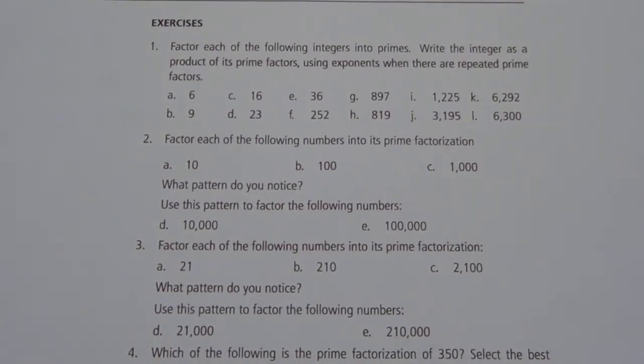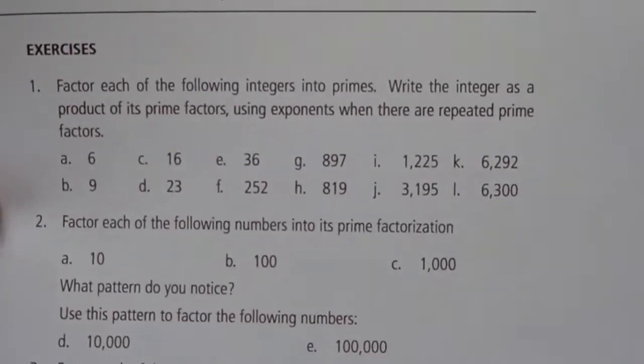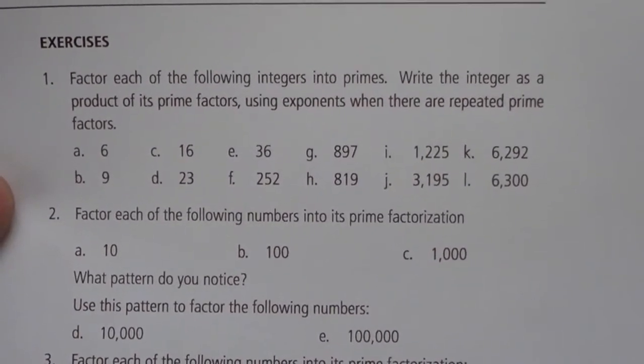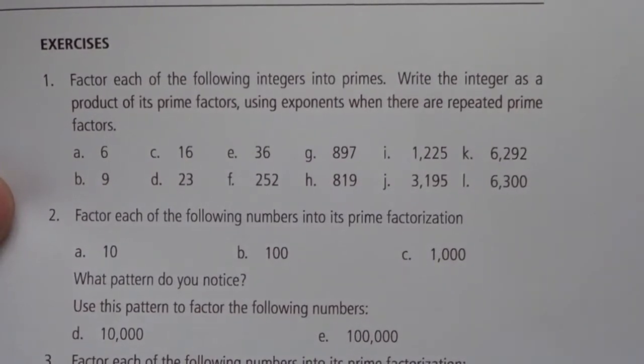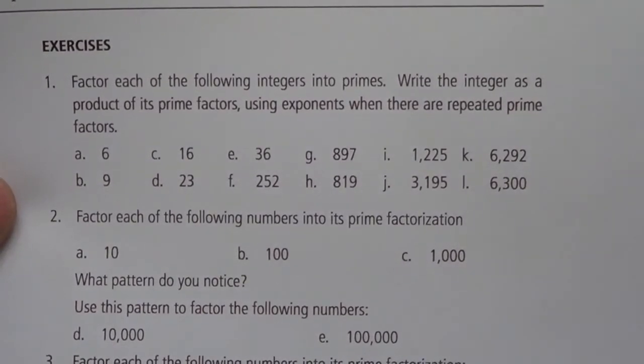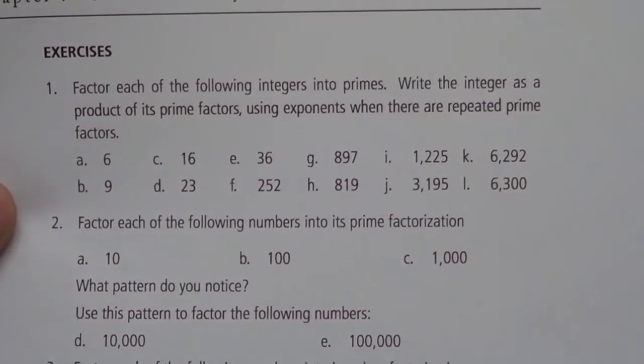Alright, chapter 7, lesson 5. Number 1, we're supposed to factor each of the following integers into primes and then write the integer as a product of its prime factors using exponents when there are repeated prime factors. Okay, so I'm going to do A, E, and I.